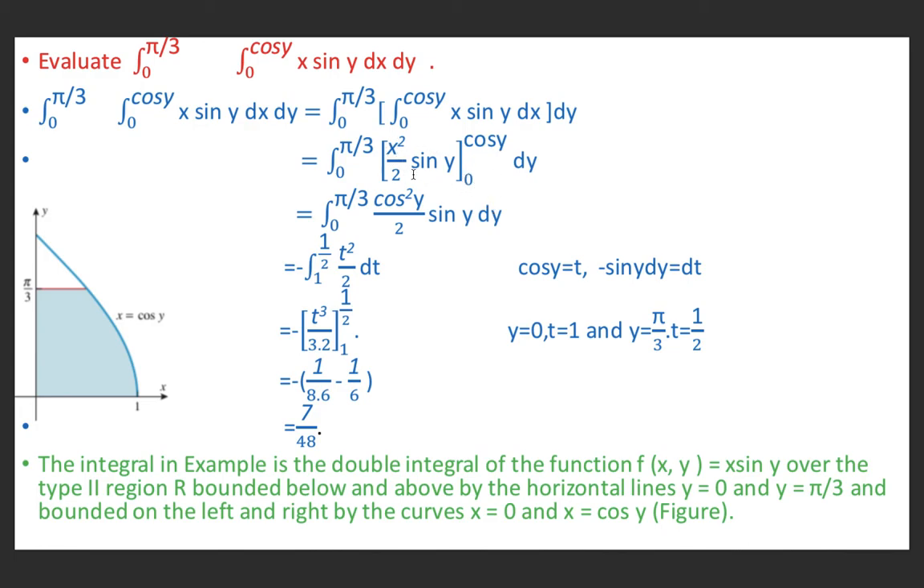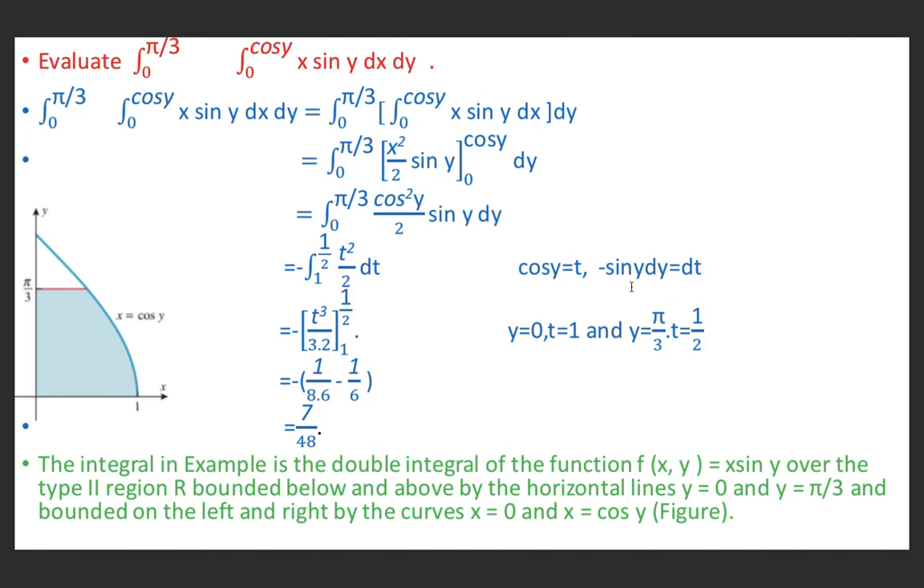For 0, the value is 0, so I have not written the 0 part. We know how to integrate this type of function. If we substitute cos y equal to t, then minus sin y dy is equal to dt. The lower limit is 0. So for y equal to 0, cos 0 is 1, so t is 1. The upper limit is pi by 3. For y equal to pi by 3, cos pi by 3 is 1 upon 2, so t is 1 upon 2. So instead of integrating between the limits 0 to pi by 3, we are integrating with respect to t from 1 to 1 upon 2. And cos square is t square.